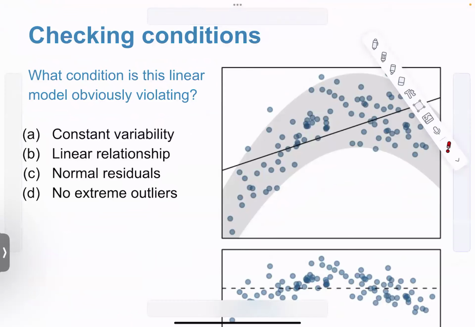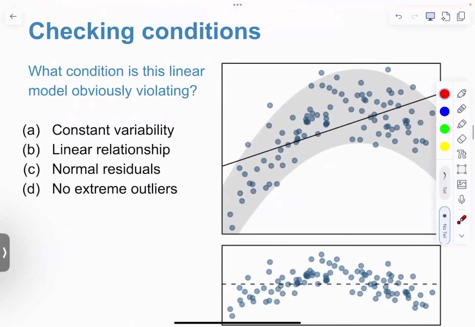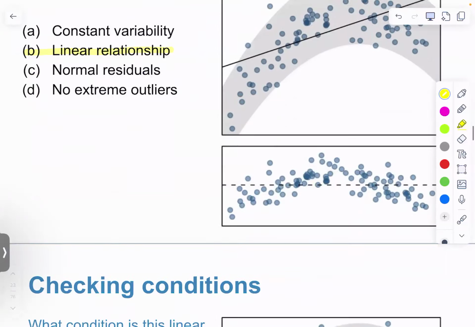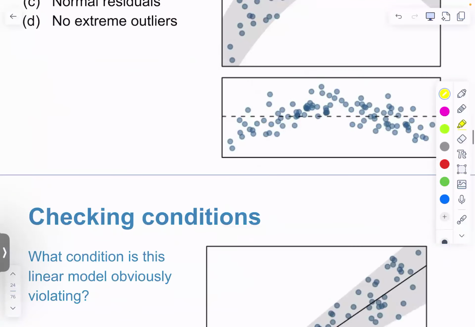Let's move this over here. What conditions is this linear model obviously violating? I'm going to go with it's obviously violating a linear relationship. But from it violating the linear relationship condition, it also doesn't have constant variability, right? And it would not have normal residuals. But the main one is the linear relationship.